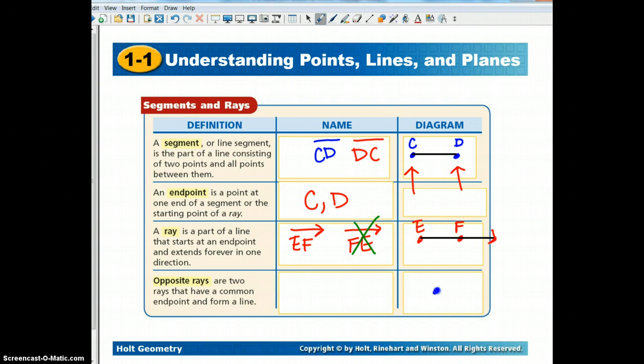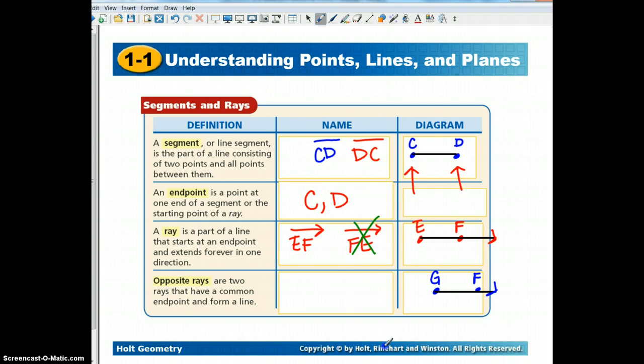I'm going to give myself a common endpoint of G. I'm going to draw my first ray starting at G and going through F. So we'll start at the endpoint G and go through F. It is a ray. It goes on forever in one direction, so I need one arrow.